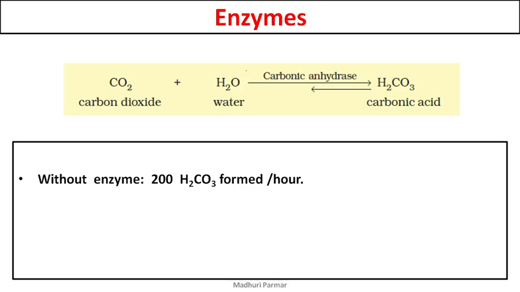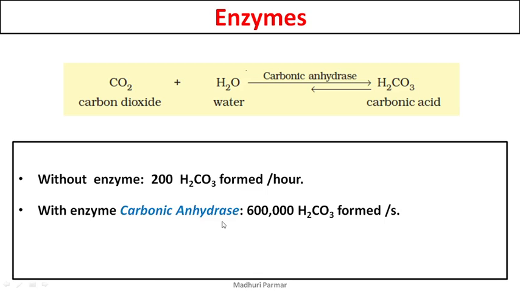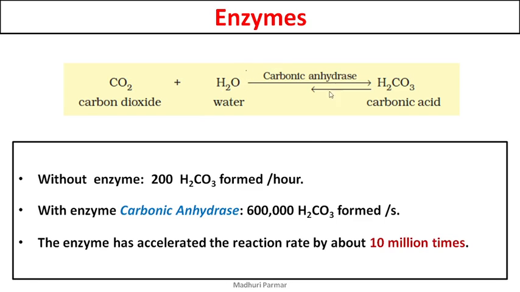With enzyme, ready to be amazed, with enzyme carbonic anhydrase, you get 600,000 H2CO3 molecules per second. Just calculate in hours how many you will get. So per second you are getting 6 lakh H2CO3 molecules. So this is how much the enzymes speed up the reaction. The enzyme has accelerated the reaction rate by about 10 million times.